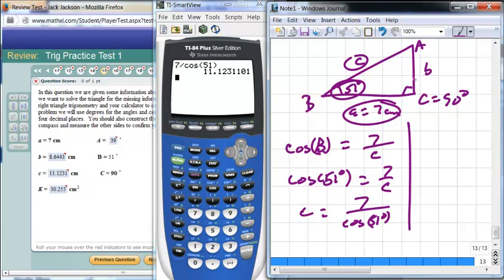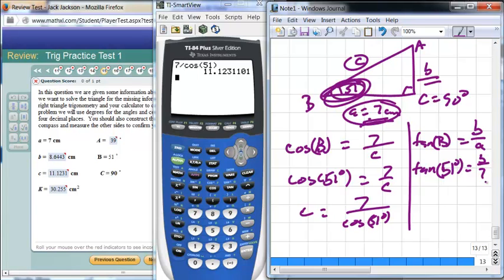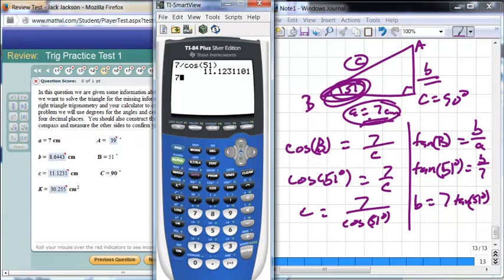Now let's find B. We're thinking about angle B. B is opposite. This is adjacent. So if we took the tangent of angle B, we get opposite over adjacent. Plug in the numbers we have. Tangent of 51 degrees is B over 7. Just multiply by 7. So B is 7 times tangent of 51 degrees.